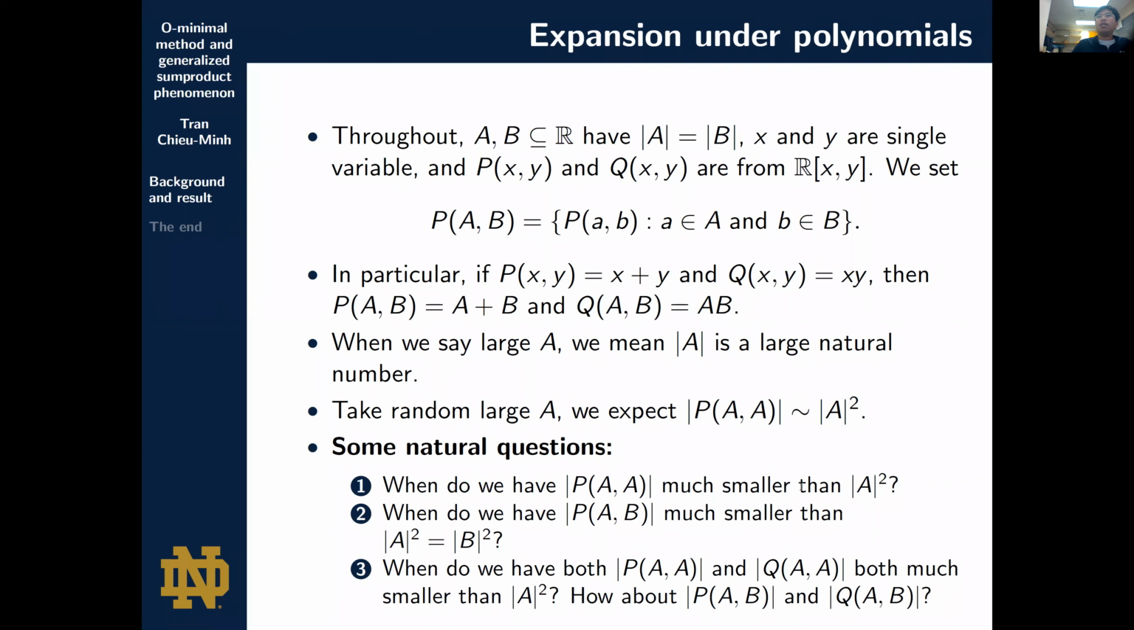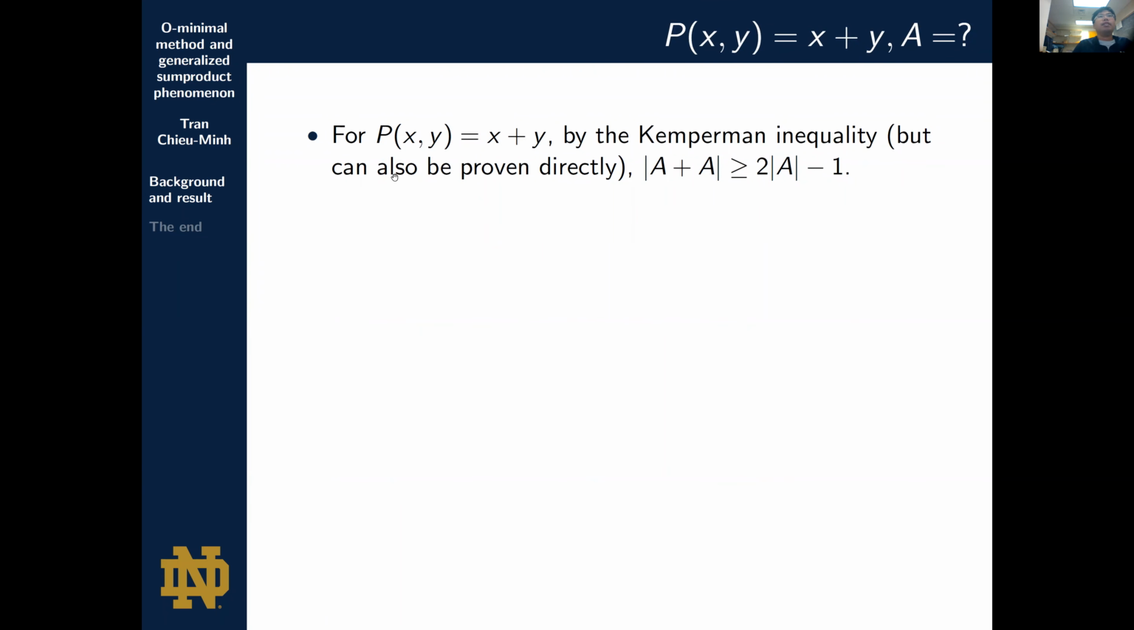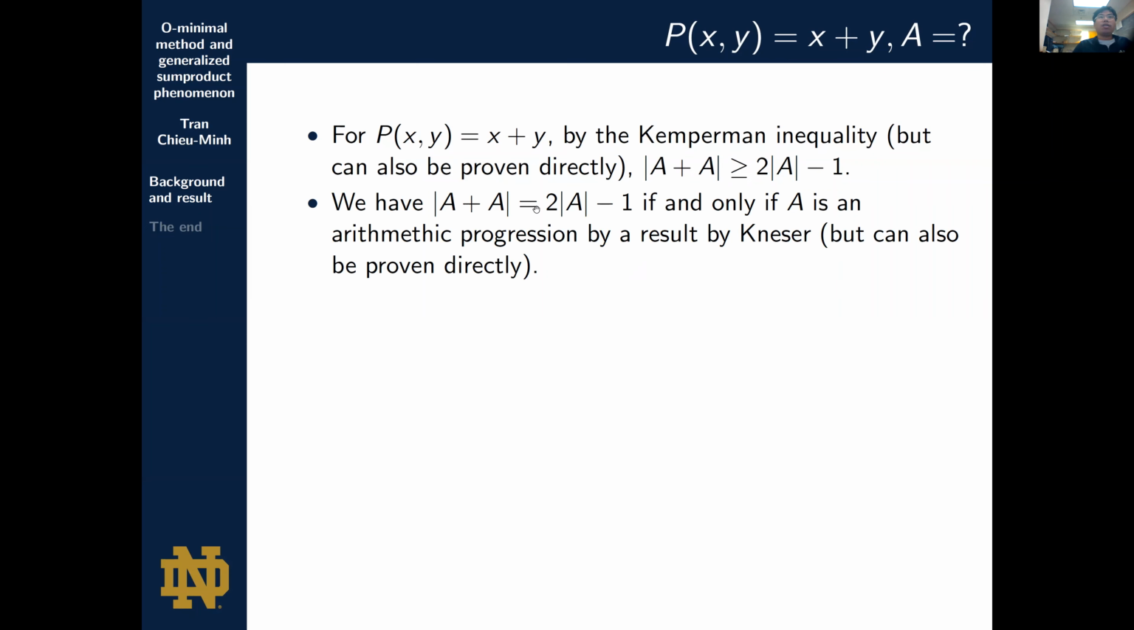For instance, when P(x,y) is just x plus y, there is an inequality saying that the size of A plus A is at least 2 times the size of A minus 1. This is an easy result; it can also be proven directly. One may ask when equality holds, the smallest possible size. We know that the size of A plus A is equal to 2 times the size of A minus 1 if and only if A is an arithmetic progression, by a result of Gieser. Again, one can prove this directly as well.